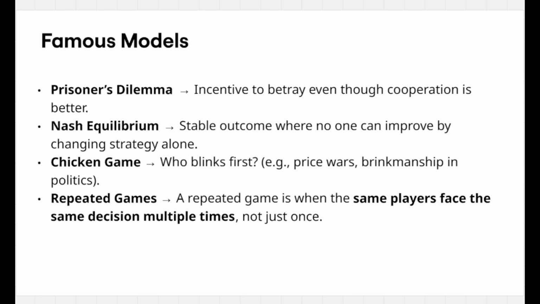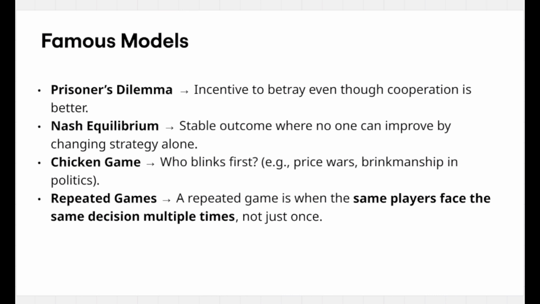Chicken game: who blinks first, essentially whoever takes the first action. We need to understand, when it comes to trading, don't be the first one to try to catch the top or catch the bottom, because you're not an institution. You don't have that type of leverage or enough capital to swing the market in any way. So when it comes to chicken game, don't be the first one to act. You want to wait until the institution steps in.